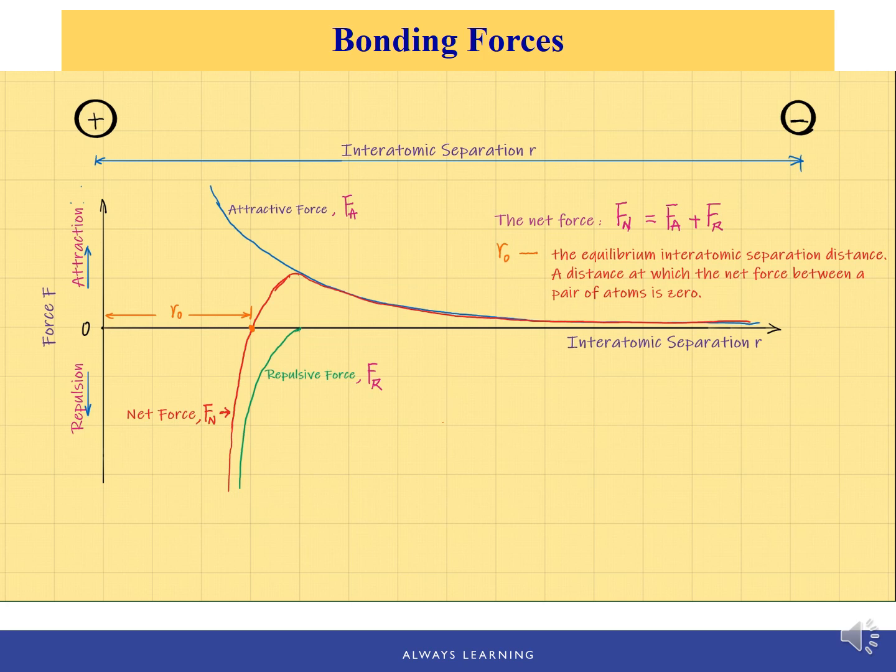So from the curve of the net force, we can see that as two atoms approach one another, they at first experience attraction. They repel each other when they are brought very close. At R equal to R0, the net force is 0.